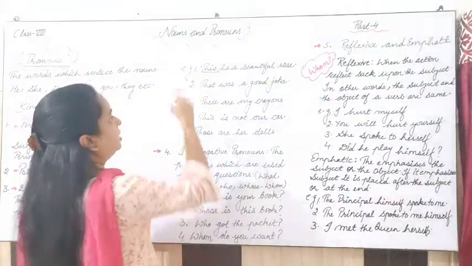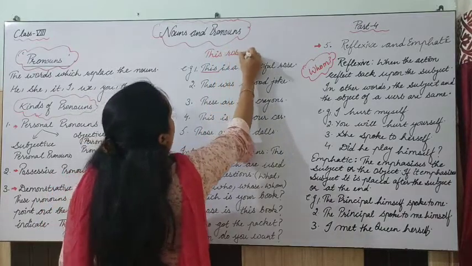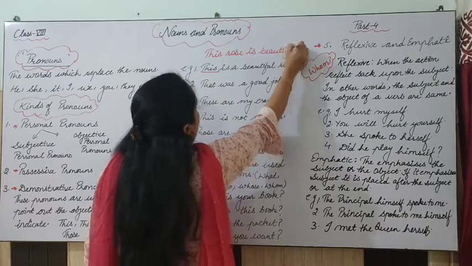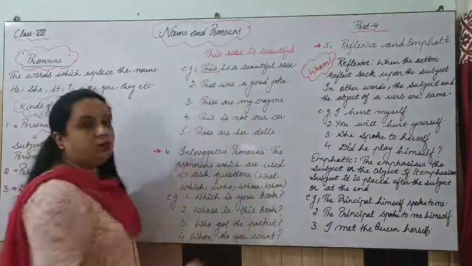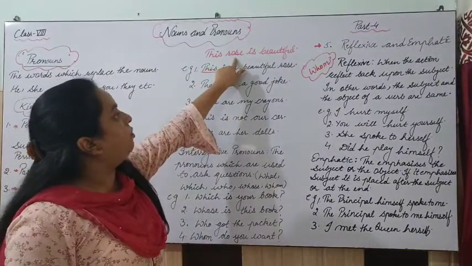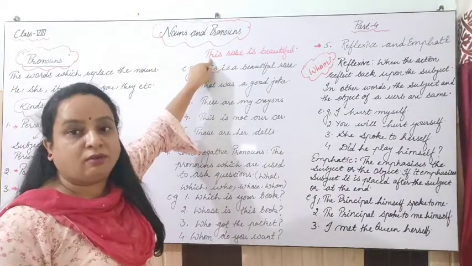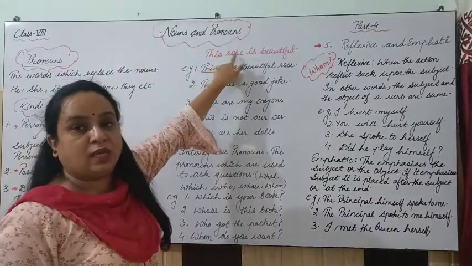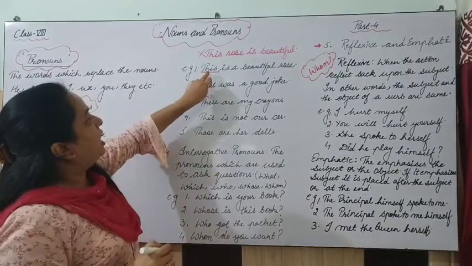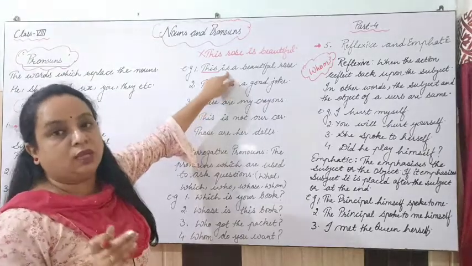But if I write the sentence like this: this rose is beautiful, in this case this is not working as a pronoun, because here this is followed by a noun. So in this sentence, which is written in red ink, this is working as an adjective. It is not a pronoun here. But in the other sentence, after this there is no noun. So there it is working as a pronoun. It's quite easy.